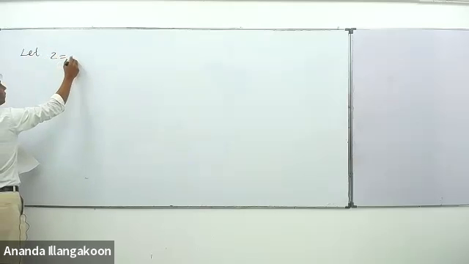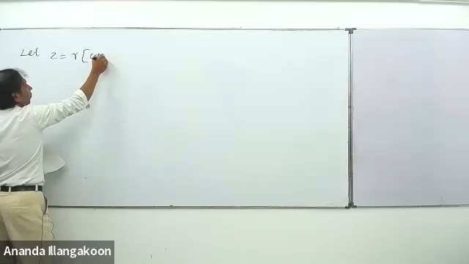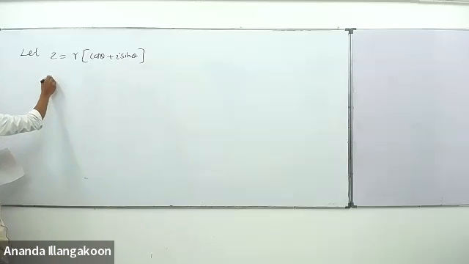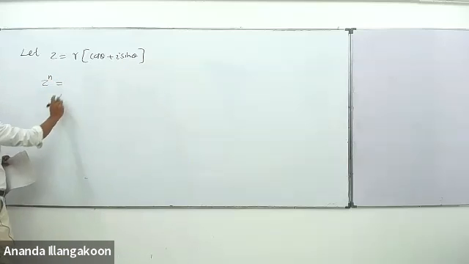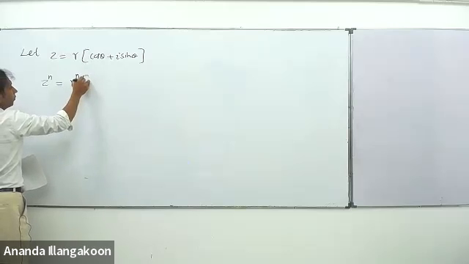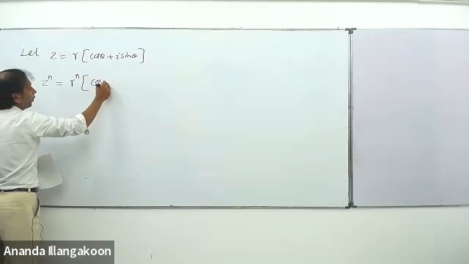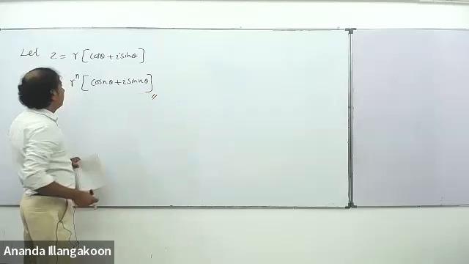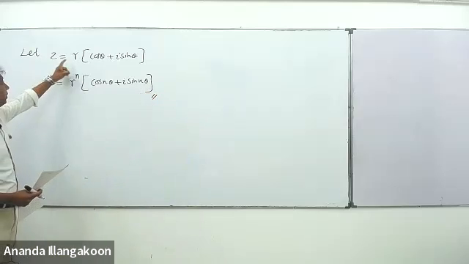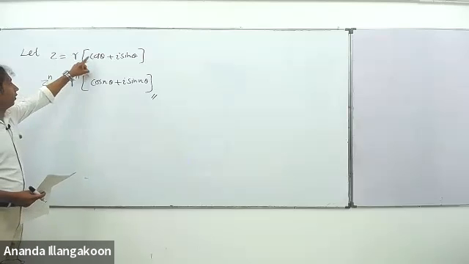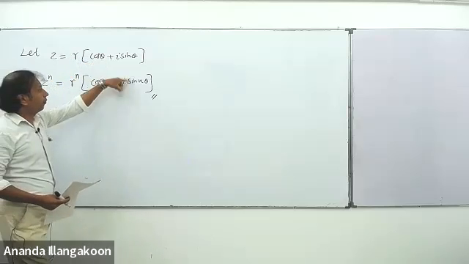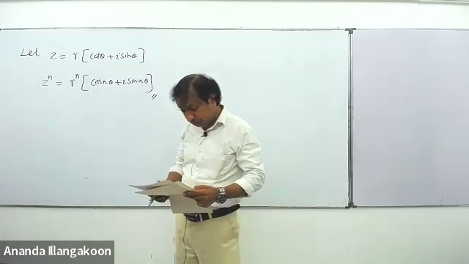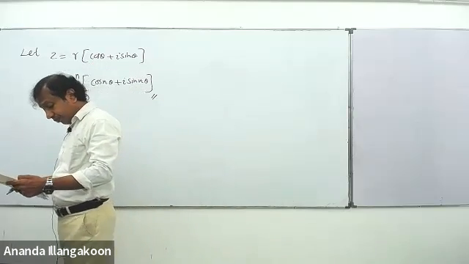It's equal to r times cos theta plus i sin theta, no? Then r to the power n times cos n theta plus i sin n theta. This is De Moivre's theorem. So the power n means r to the power n, and in place of theta we put n theta. This is De Moivre's theorem. Okay, what's next asking?